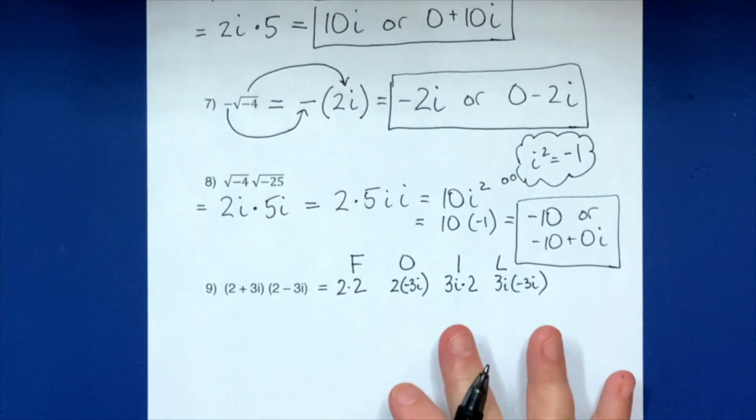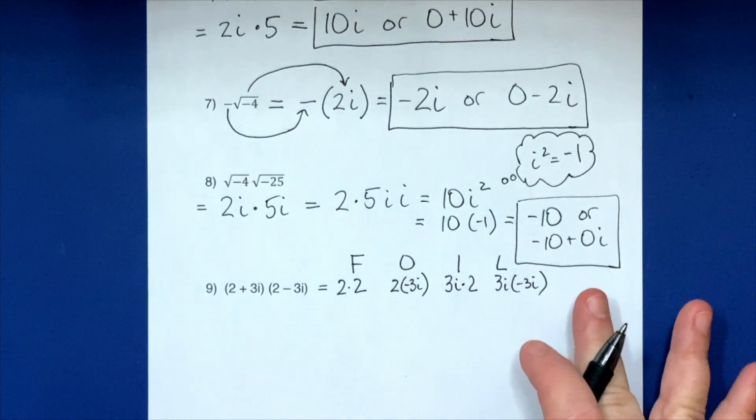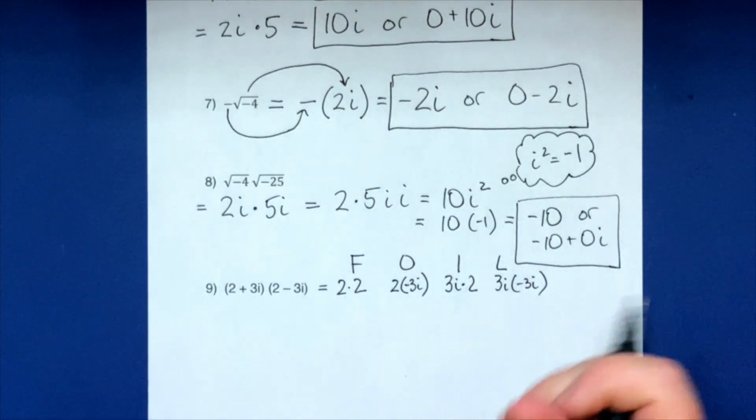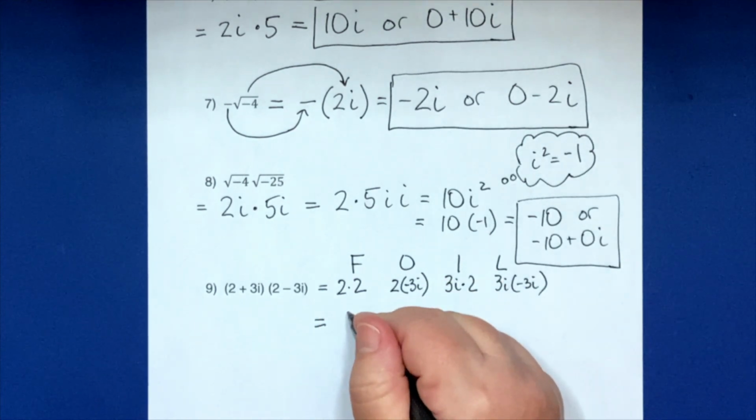So the first thing I do, I don't try to do anything with the i's. I don't try to simplify anything. I'm just going to look at what I get when I multiply. So that's the first step. Don't jump ahead, because it can get really weird.